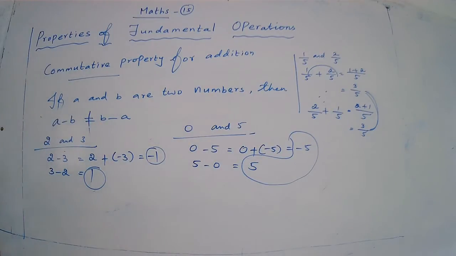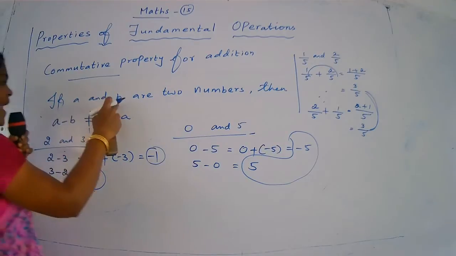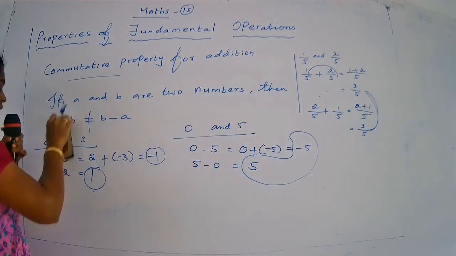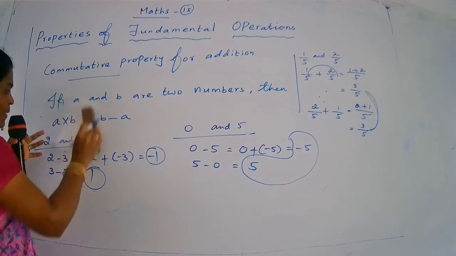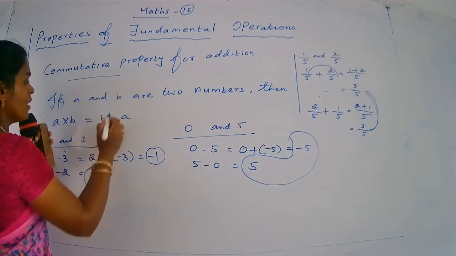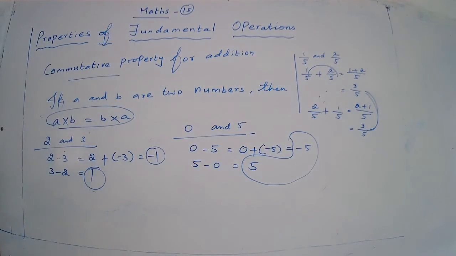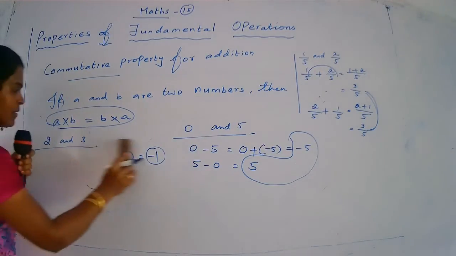Okay, children? So now you check all the set of numbers. Okay, so natural number is finished. Now you come to whole numbers. 0 and 5 you take. Now you multiply 0 and 5. 0 into 5, your answer is 0. 5 into 0, your answer is 0. Okay, so the answers are same. So commutative property is true for multiplication of numbers.